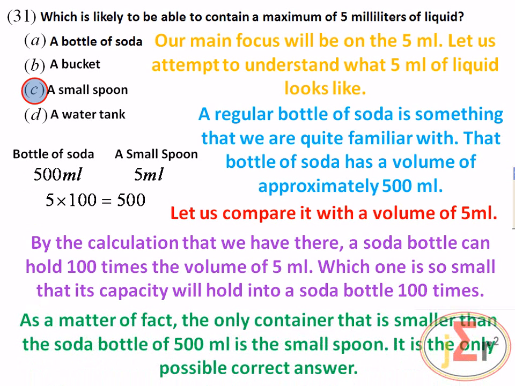As a matter of fact, the only container that is smaller than the soda bottle of 500 milliliters is the small spoon. It is the only possible correct answer. So we have a soda bottle, and that is 500 milliliters. We are talking about something with a volume of 5 milliliters, which is smaller than a soda bottle. Because it is smaller than a soda bottle, the item that we are looking for among the options has to be the one that is smaller than a soda bottle. The only one there that is smaller than a soda bottle is the small spoon. It is the only possible correct answer.